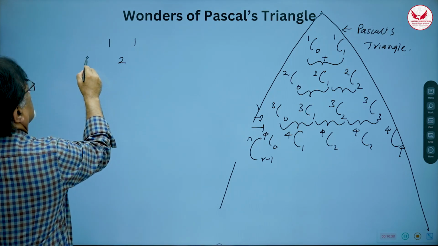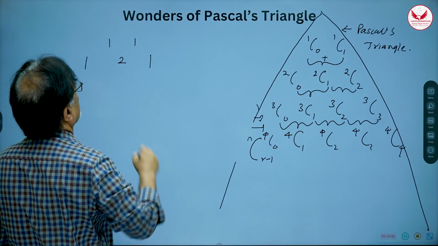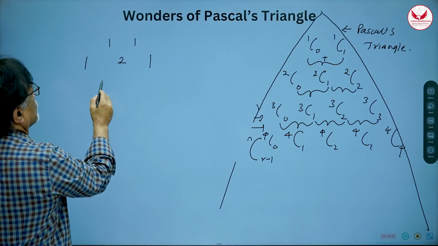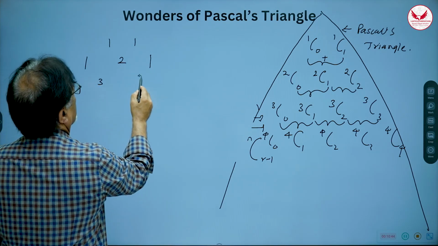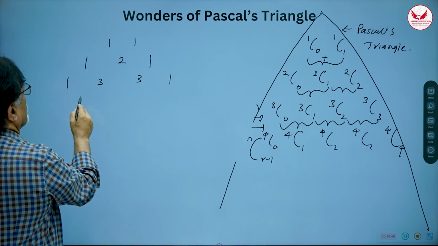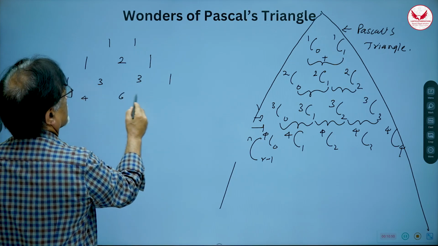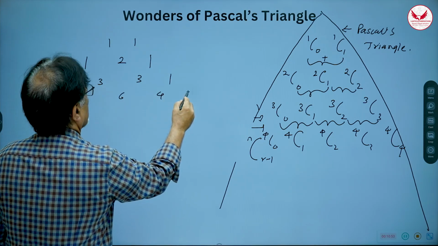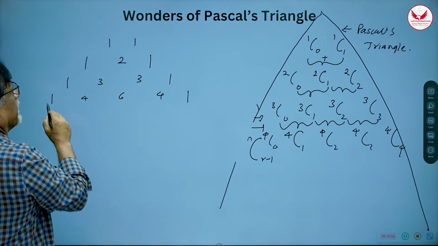Then I'll add here 2C0 and 2C1, both are 1. Then I add these two, I'll get 3. I'll add these two, I'll get 3. I'll put 1 here and 1 here. Now, if I add these two, I'll get 4. I'll get 6. I'll get 4. Now, again, I'll put 1 here and put 1 here.